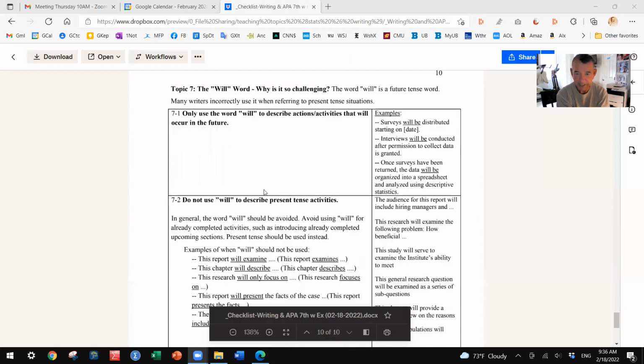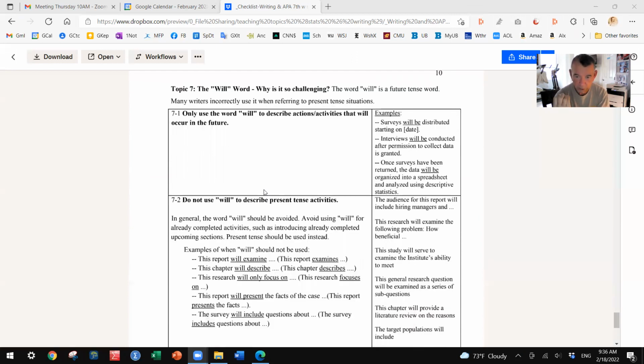The last topic is about tenses and the use of the word will. It's so common for students, really all writers, to misuse this word. We only use the word will to describe actions that will occur in the future. We don't use it to describe a section that's about to appear, for example.